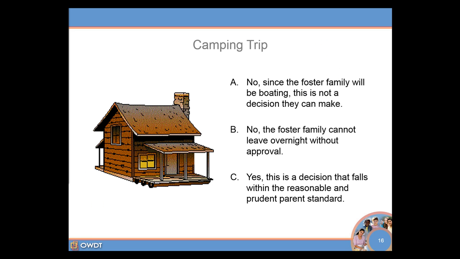The Green family wants to take an overnight trip up north to their cabin with their 3 foster children. They plan to go out on their motorboat if the weather is nice. The trip would not interfere with any parenting or sibling visitations. Can the Green family make this decision? A. No. Since the foster family will be boating, this is not a decision they can make. B. No. The foster family cannot leave overnight without approval. C. Yes. This is a decision that falls within the reasonable and prudent parent standard.